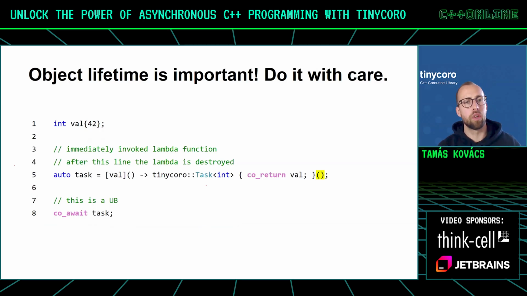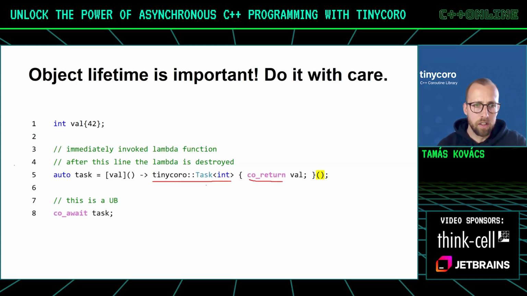But what about lambda functions? A lambda function can also become a coroutine if you are using one of the three coroutine keywords. In your lambda function, we are now using co_return, but of course, for lambda functions, you have to explicitly define what the return value of your coroutine is.